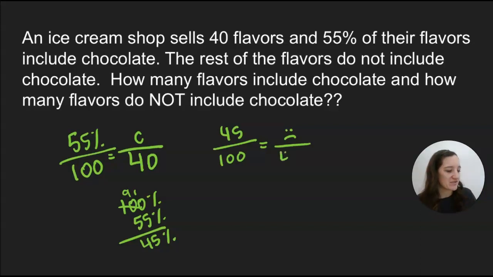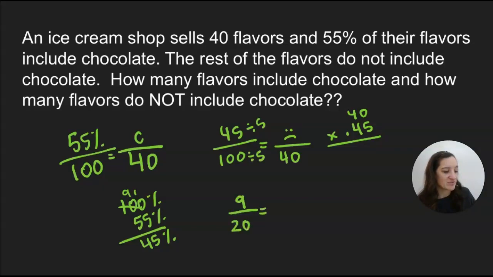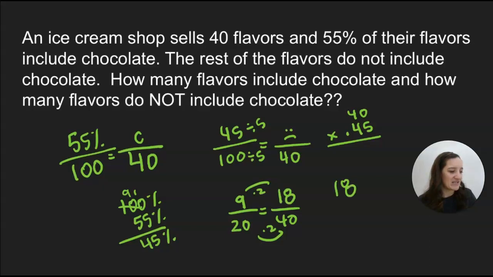And there's 40 total. Okay, I don't see a ratio way. I might choose to do this the decimal way, or I might choose to simplify and divide both of those by 5. If I did that, that would give me 9 and 20, which would then go into 40. So maybe I'll just do it that way. All right, 18. So 18 flavors do not include chocolate.